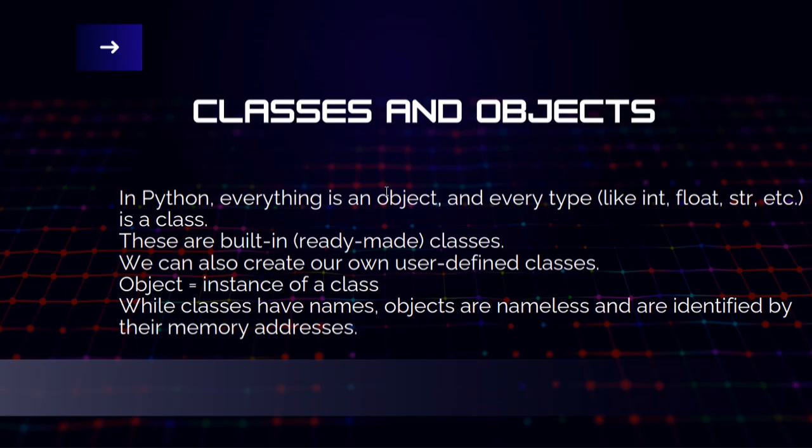A class describes two things: the form the object created from it will take, and the methods that can be used to access and manipulate the object. Objects are the instance of a class. While classes have names, objects are nameless and are identified by their memory addresses.